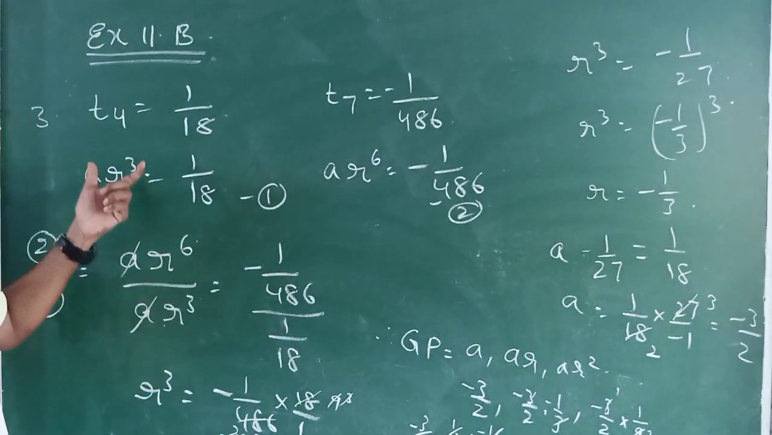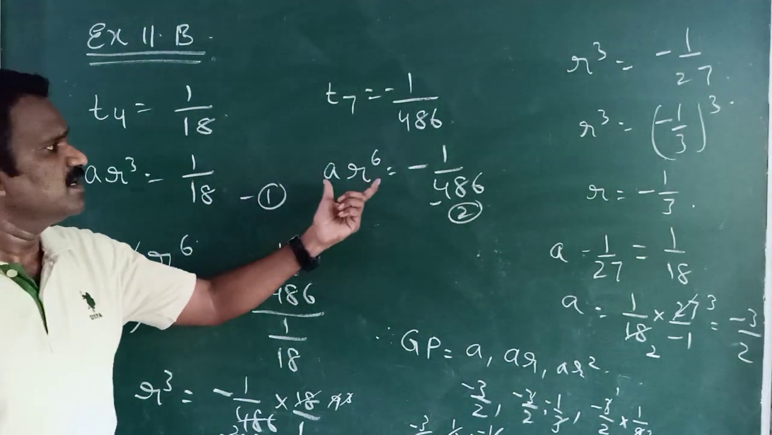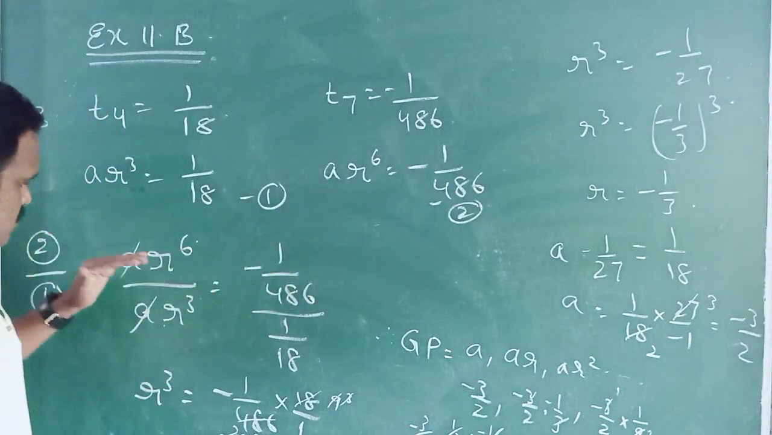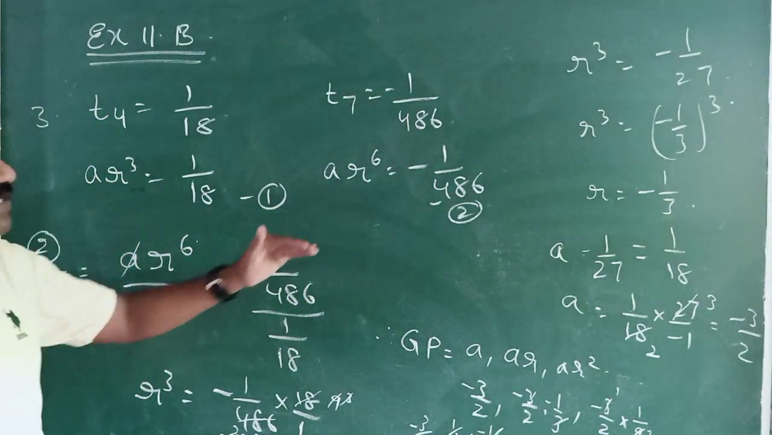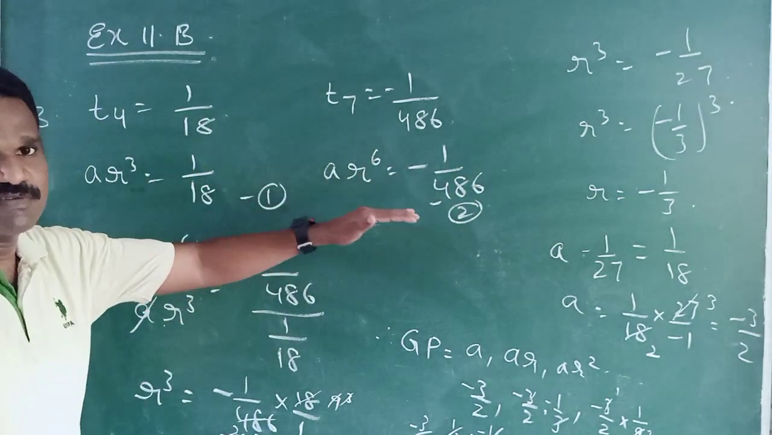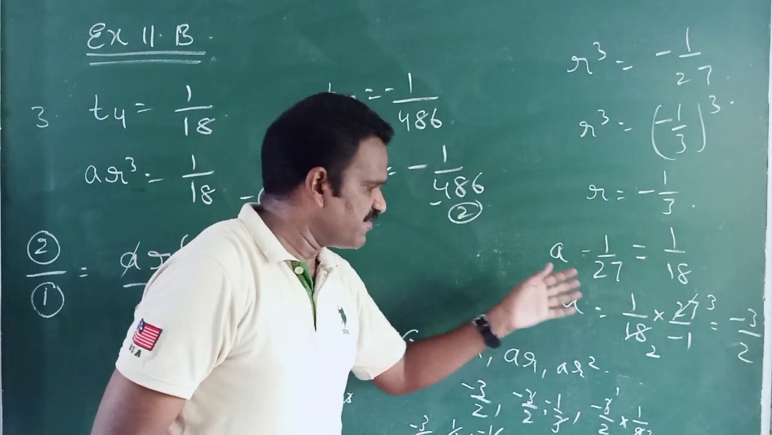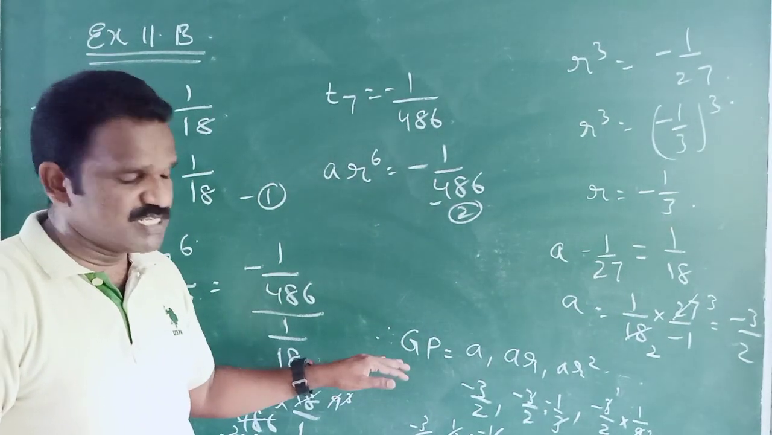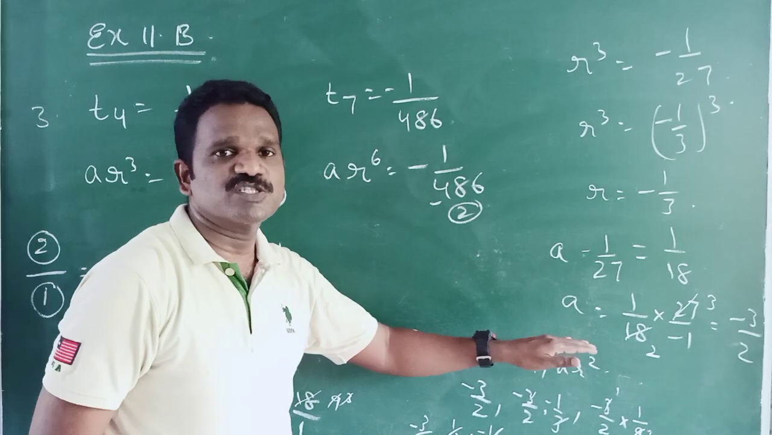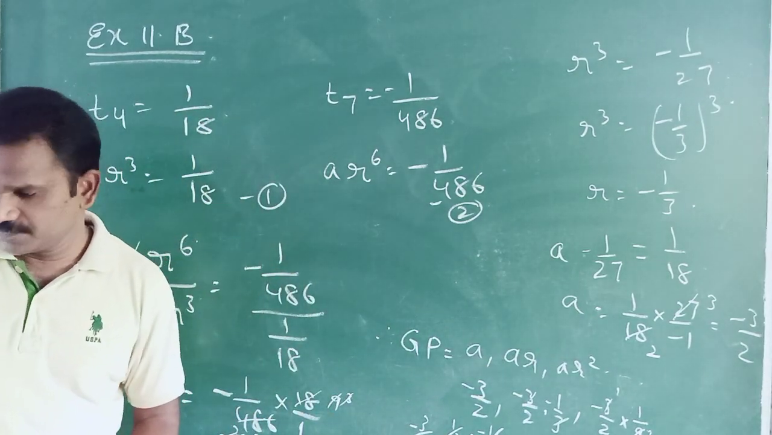So the fourth term is given, the seventh term is given. AR cube is equal to 1 by 18, AR power 6 is equal to this one. Do second equation by first equation to get the R value. After getting the R value, substitute in the first equation or second equation. To be simpler, substitute in the first equation to get the A value. After getting the A value, we have to find out the GP. GP formula: A, AR square, etc. So just substitute the values of A and R.